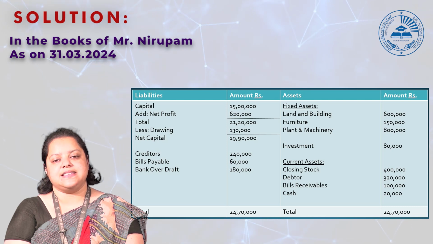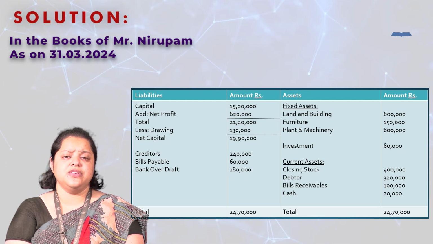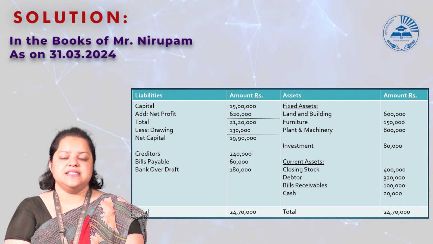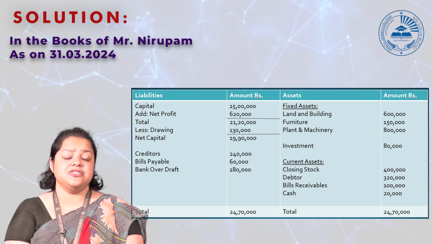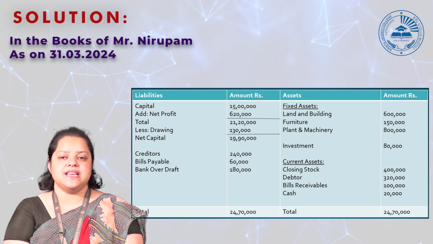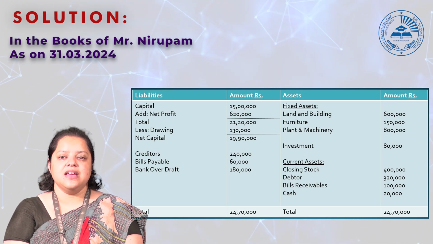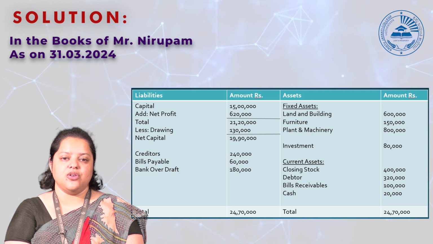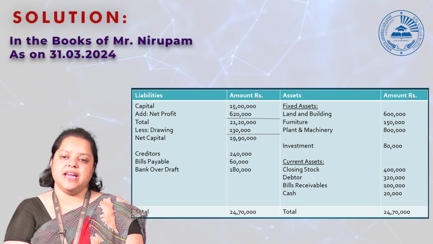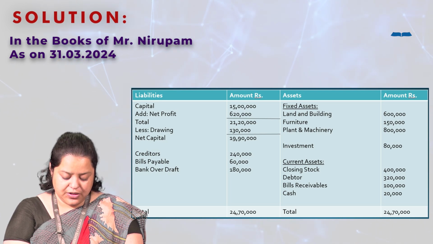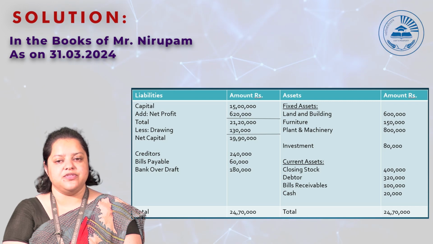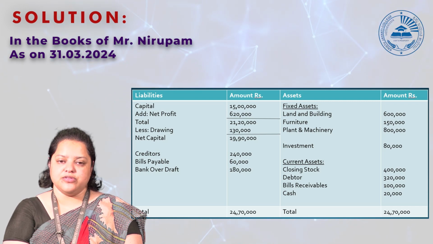Let's come to the asset side. If you look into the question, on the asset side we are mainly having three fixed assets. One is land and building, that is 6 lakh, furniture 1,50,000 and plant and machinery 8 lakh. Along with that, we are having one short term investment, that is 80,000.